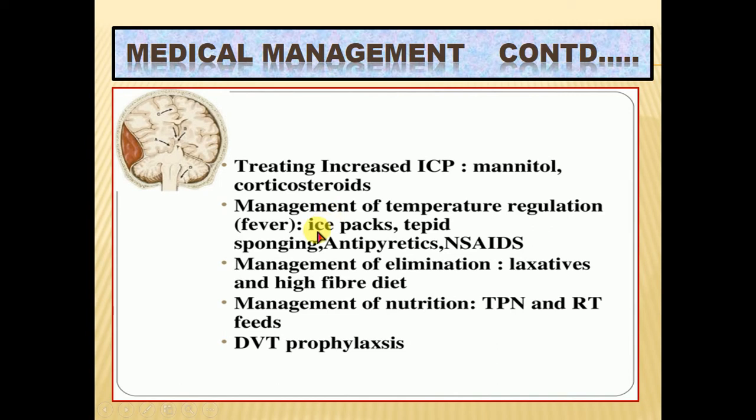Second is management of temperature regulation. See, the hypothalamus is our temperature regulating center. So, if you have issues related to the brain, the temperature regulation may be affected and the patient may have fever. Okay. So, for that we need to give tepid sponging, use ice packs, give antipyretics, and we give non-steroidal anti-inflammatory drugs. These non-steroidal anti-inflammatory drugs block the COX enzyme and reduce the production of prostaglandins.